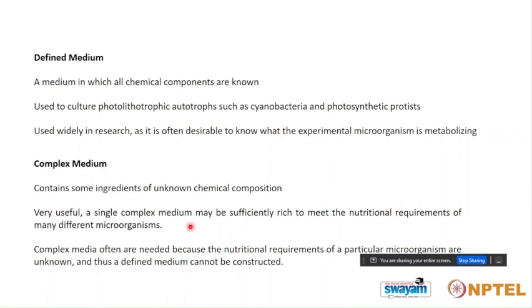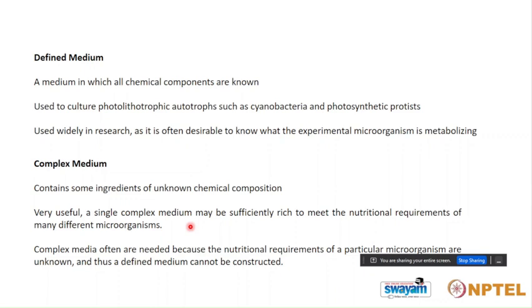So why do we need a complex medium? If we don't know how a particular microorganism is metabolizing or how it is growing, in that case we can use a complex medium. Since this complex medium has a number of nutrients, it can facilitate the growth of unknown microorganisms also. So that is the purpose of complex medium.